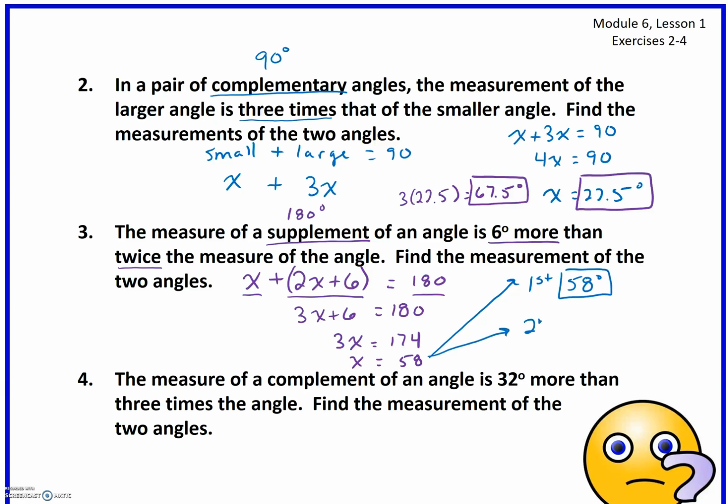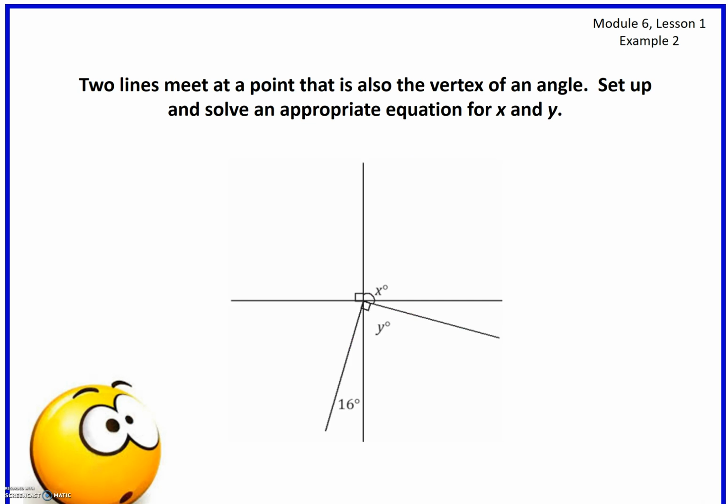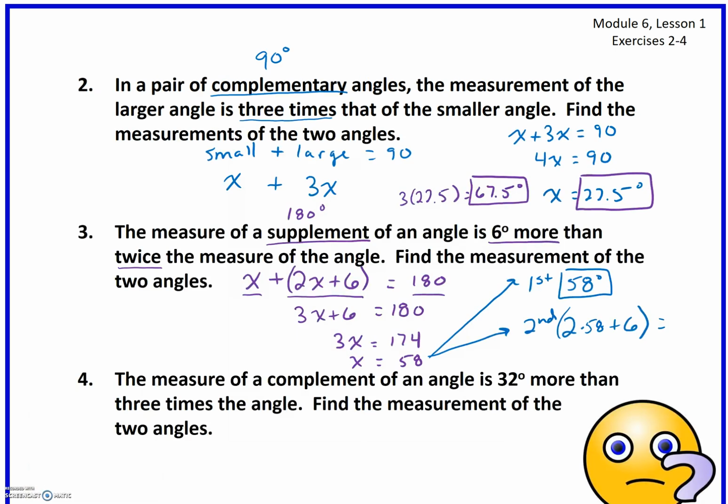However, the second angle is going to be 2 times 58 plus 6. So the second angle will be 122 degrees. All right, number 4, we're moving right along. The measure of a complement of an angle is 32 more than 3 times the angle. Find the measure of the two angles.